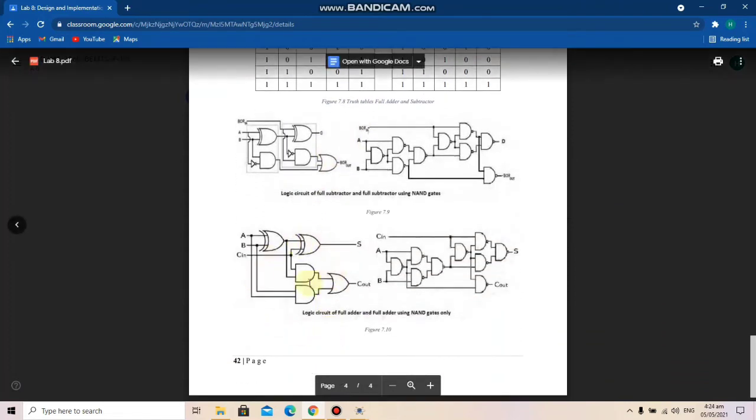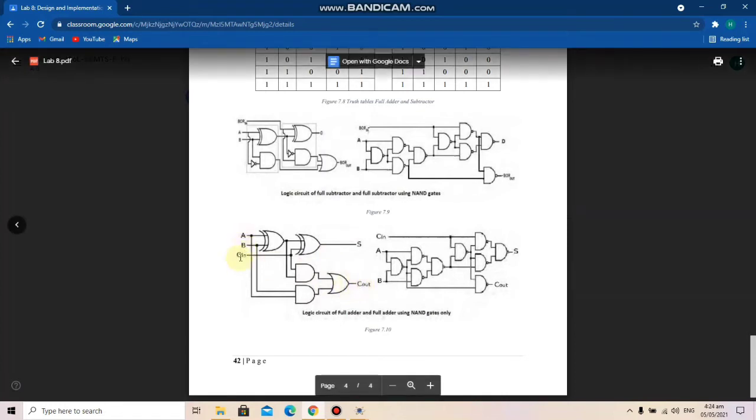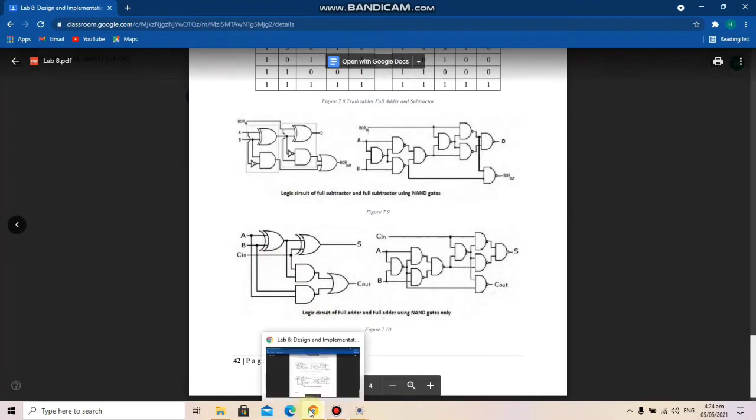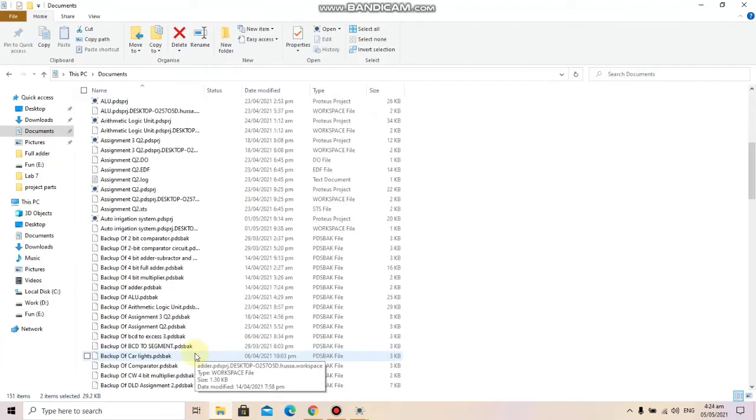So here is the logic circuit of a full adder. We have 2 XOR gates, 2 AND gates and 1 OR gate, 2 outputs, sum and carry out, 2 inputs A and B, and the third input carry in. So here let me show you its implementation.